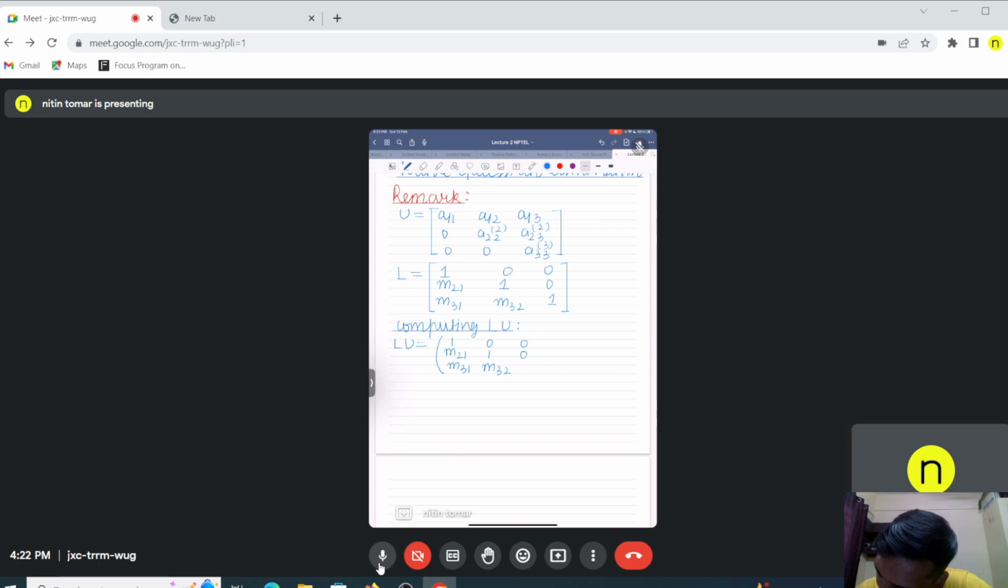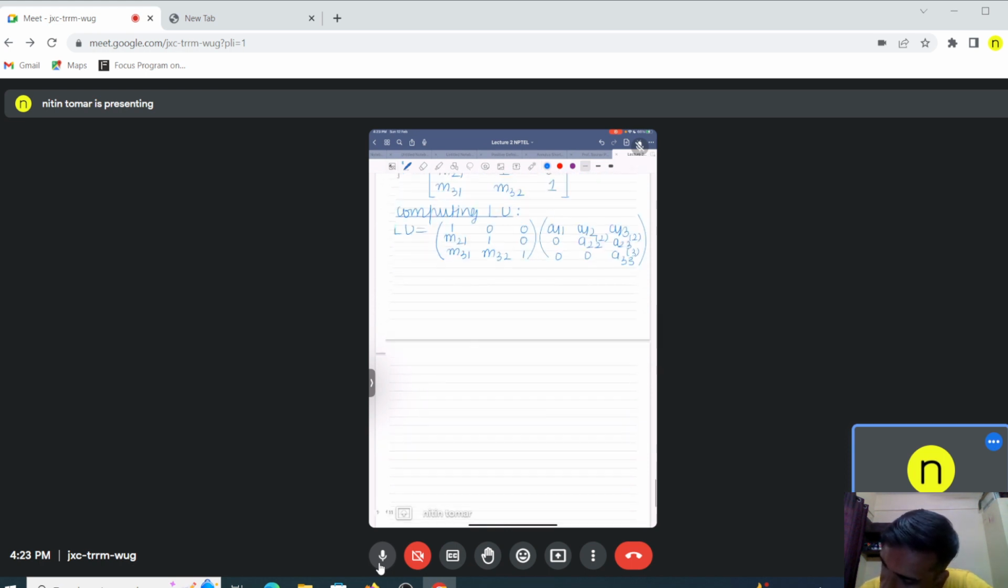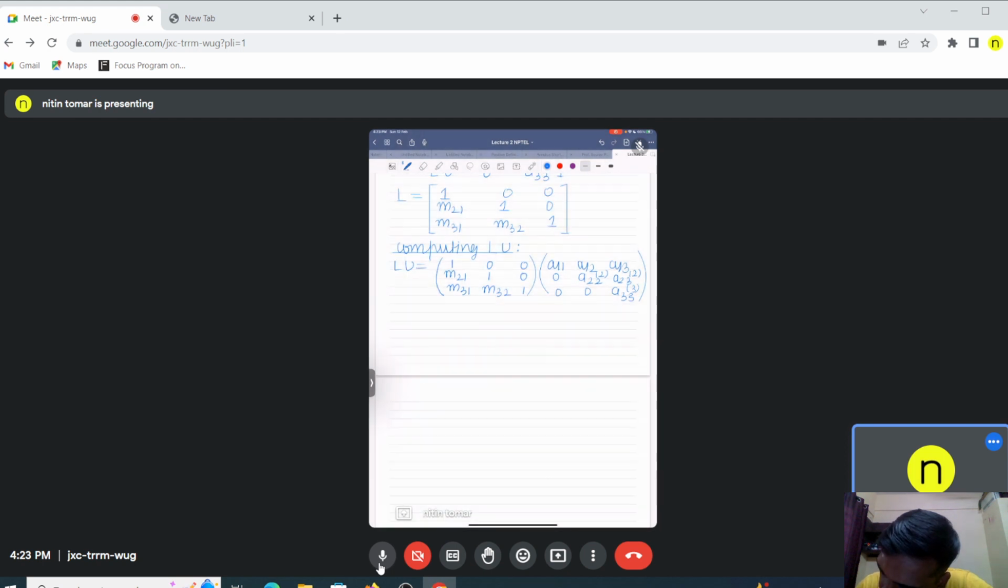If you substitute M21 and M31, then we get the matrix multiplication. Exactly. This is just us reversing back, right? If you look closely, we are just going back. How did we reach U? Via some operations. This LU means we are going back. So we'll have the first row as A11, A12, A13, right? The first row.